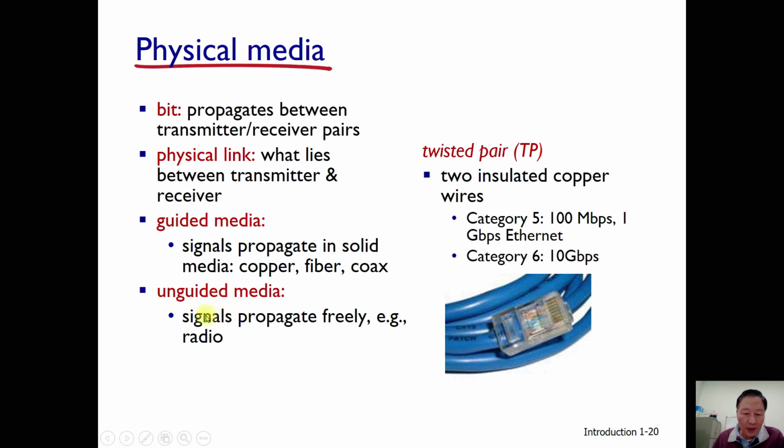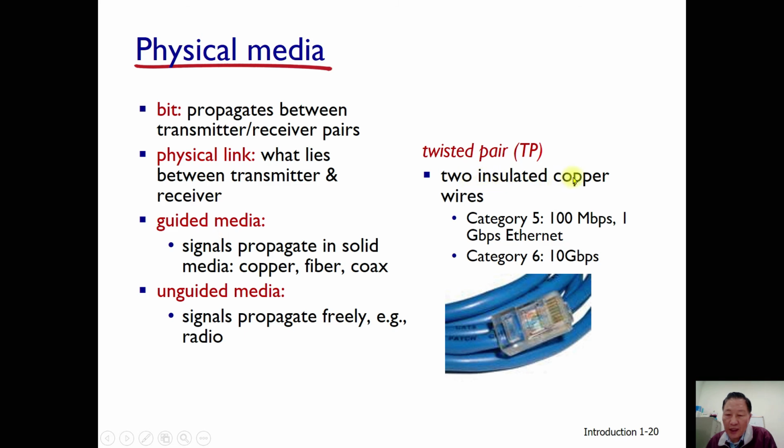And think about the Wi-Fi. You are using a radio signal, and that is not guided. That is called unguided media. That simply uses the air, and it is transmitted through the air in any direction. It is transmitted and propagated freely. That is the radio. And think about this twisted pair line. Later I will show you the twisted pair cable.